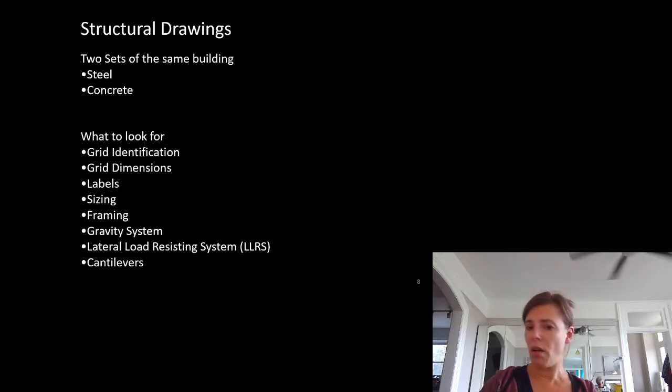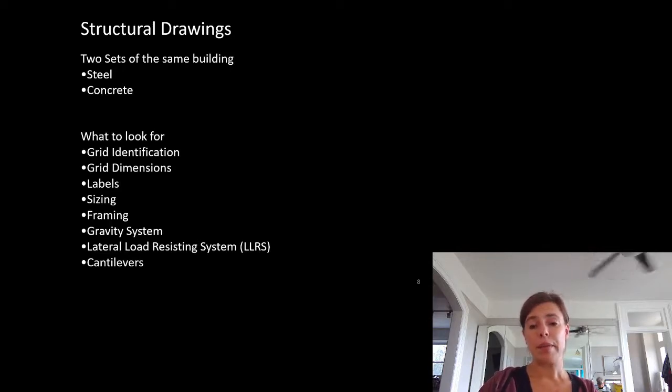Labels for things: are all of your beams labeled? Do they have a name? Will I know what you're talking about? What size is everything? Again, you don't have a clue right now what size things could be, so we're going to talk about that throughout the term. But even if you haven't done a final design, I am going to give you the ability to do a preliminary size. So if you don't know what it is, you should at least be putting a preliminary size on as a placeholder for context.